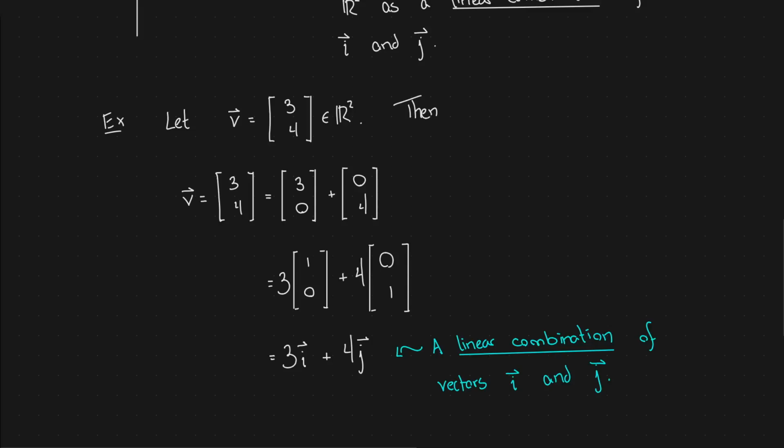And there's nothing special here about R2. I can do this same thing for R3, for example. Let's consider R3 now. So now we're in 3 dimensions. So we have X, Y, and Z axes.